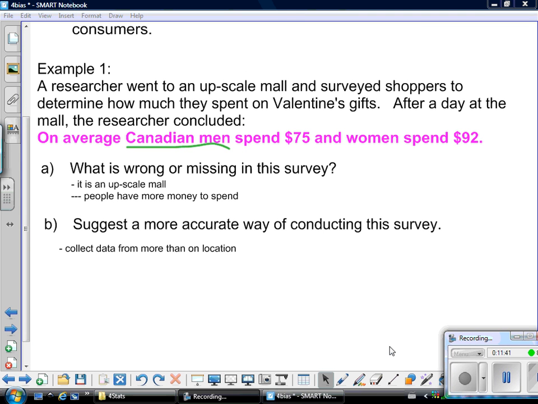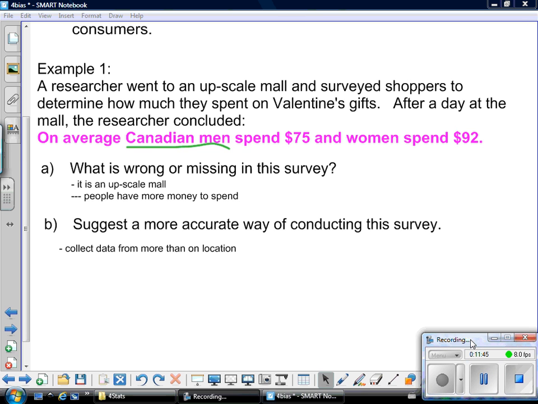Now, the second part of the video is going to look at a couple more examples, and then you can have a chance to kind of decipher some statistical information yourself.